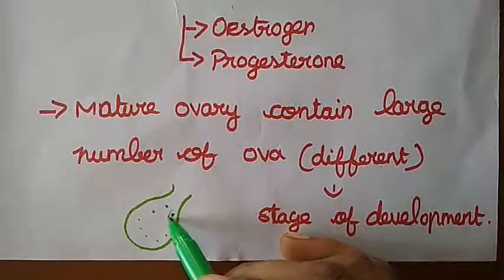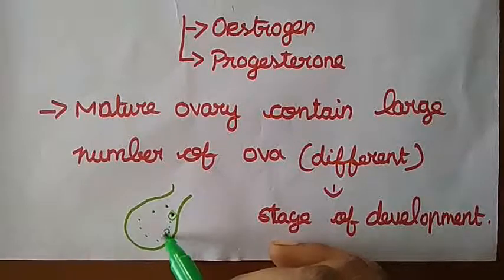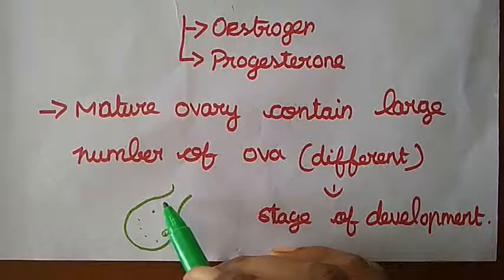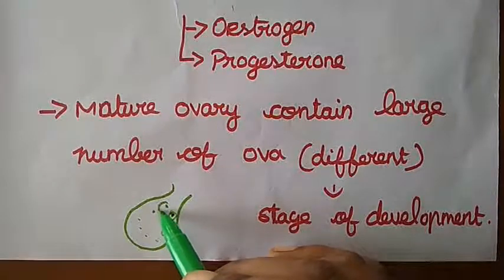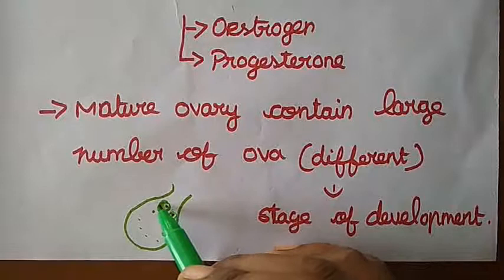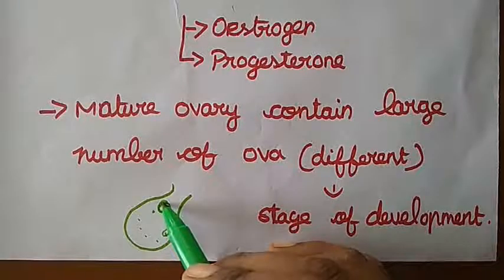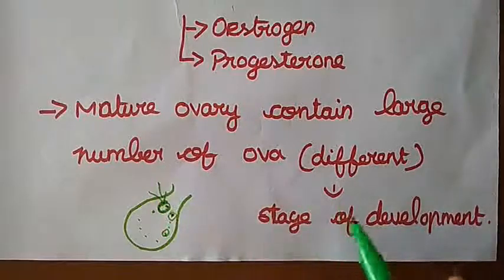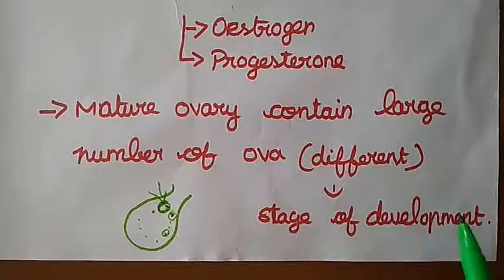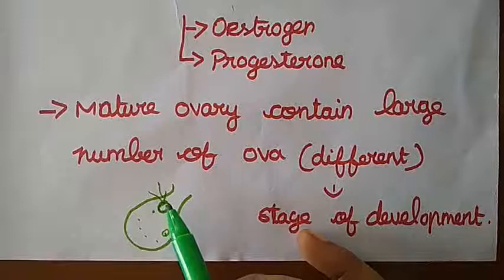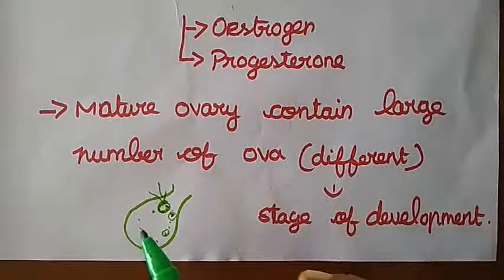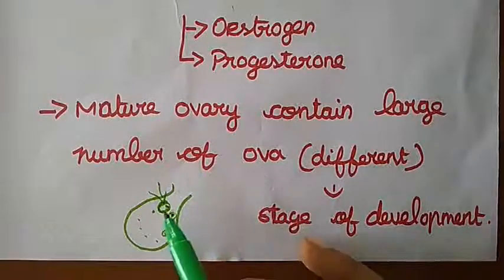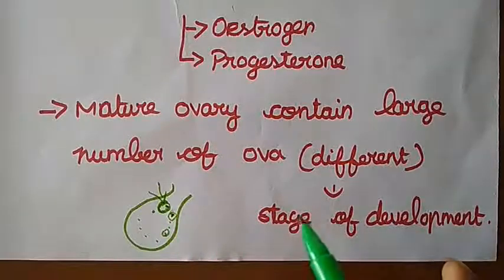First the primary follicles form. After that the glandular cells form. They have different stages of development of the ovum. At the end the Graafian follicle forms, and it ruptures and releases the ovum. So there are different stages of development in the ovum. Our matured ovary has a large set of ova, many eggs in different stages of development.